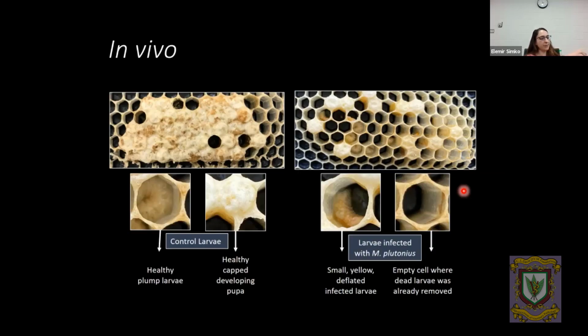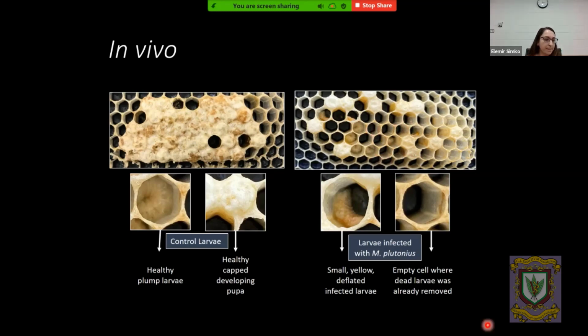Represented here is a visual example of what one of the control quadrants looks like with healthy larvae and developing pupae, compared to the quadrant exposed to M. plutonius, where there are many cells either containing small yellow deflated larvae or are empty because the worker bees had already removed them.